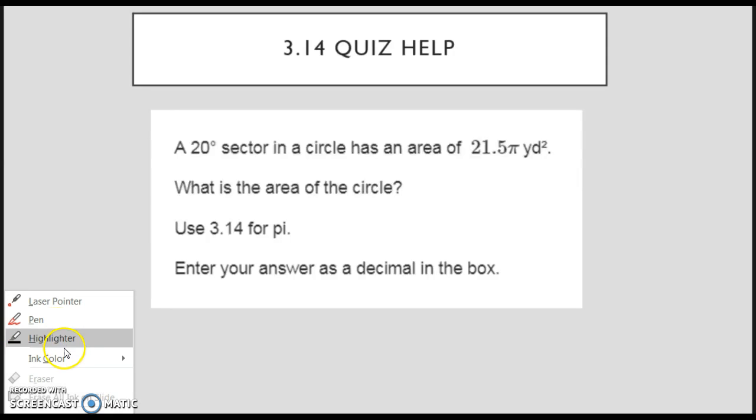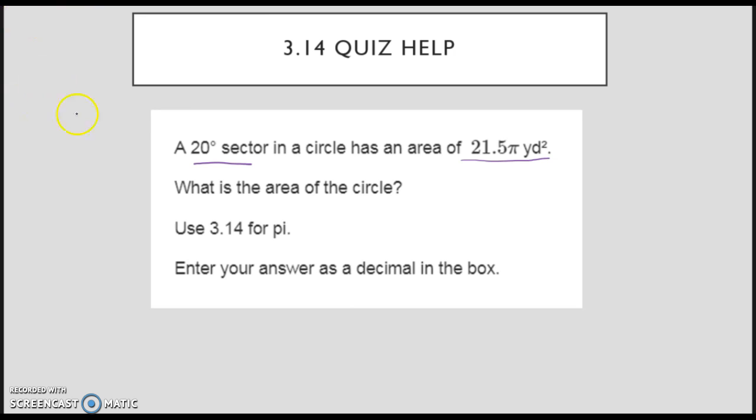All right, so here we have a question that's giving us the measure of a sector in a circle, the area of it, and it's asking us for the area of the whole circle. For this type of question, we can use a familiar friend, which is proportions. Notice it says this sector is 20 degrees, and it has an area of 21.5 pi.